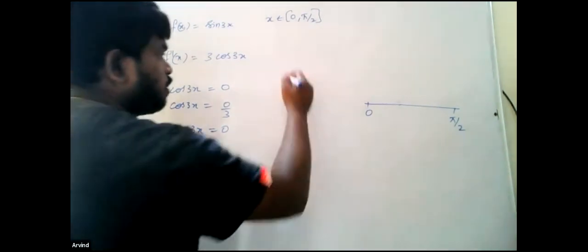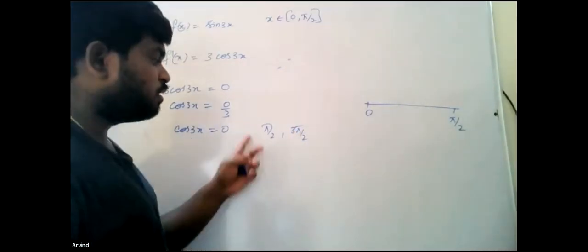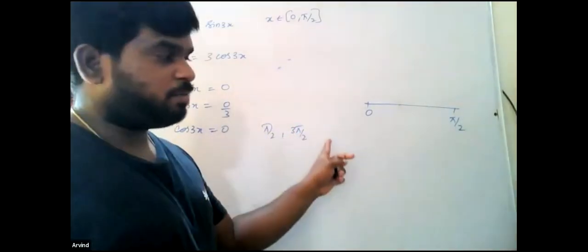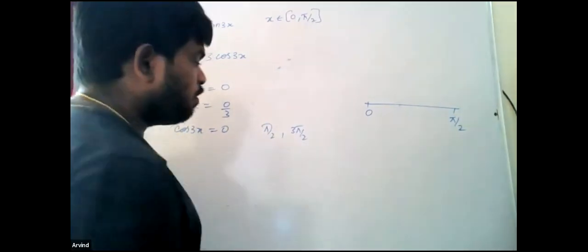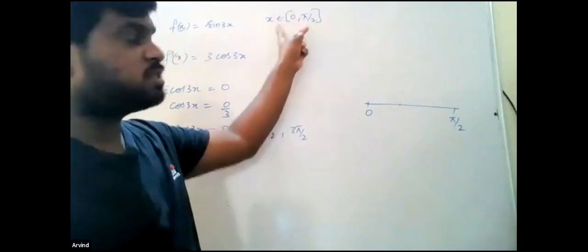Cos ಅಲ್ಲಿ ನಿಮಗೆ 0 ಬರೋದು ಯಾವುದು? pi by 2, 3 pi by 2 for all the odd pi by 2s. 1 pi by 2, 3 pi by 2, 5 pi by 2 and so on. But we'll be taking pi by 2 and 3 pi by 2, because 5 pi by 2 ತಗೊಳ್ಳಿ, ಅವಾಗ ಈ ರೇಂಜ್ ಗೆ ಬರಲ್ಲ. Okay, you won't get it in that range.